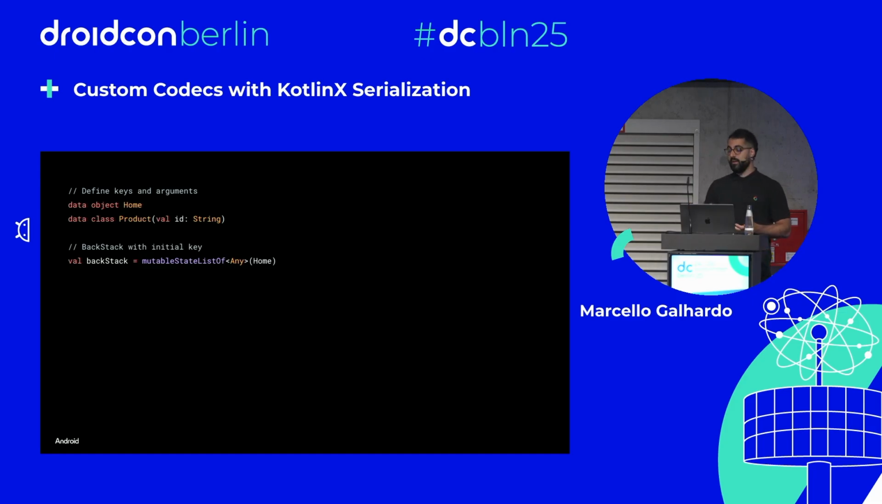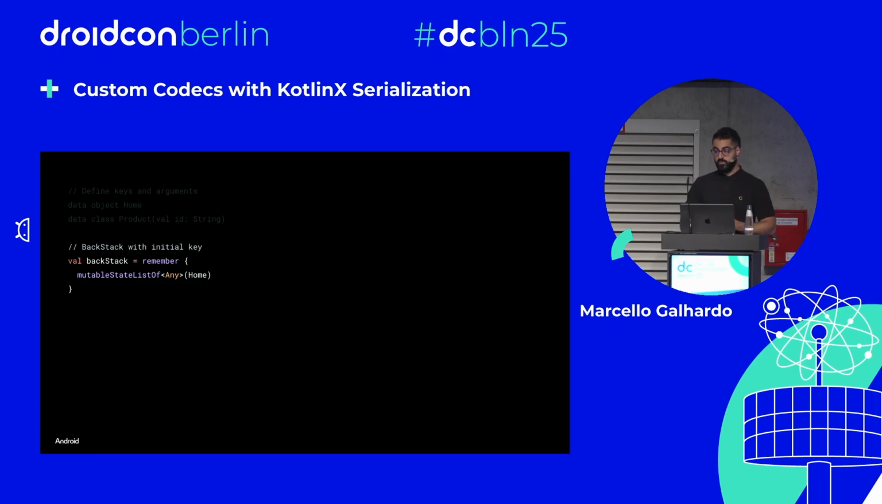And here is how you would define the keys and arguments. In this case, we have a home object and a simple product class with just an ID string. Then we create the backstack with the initial key. This is Compose code, let's say. So we would call mutableStateListOf to be observable. And that's the backstack, and that's kind of all. It starts with the initial key that is home. Next, we would use remember with mutableStateListOf home to remember state between compositions. So we are sure that during composition, we're not going to be recreating the whole backstack.